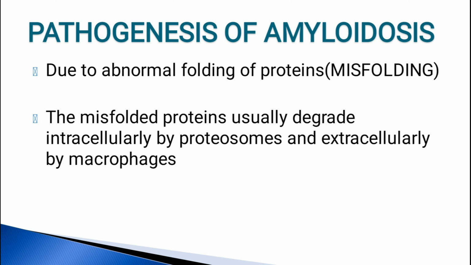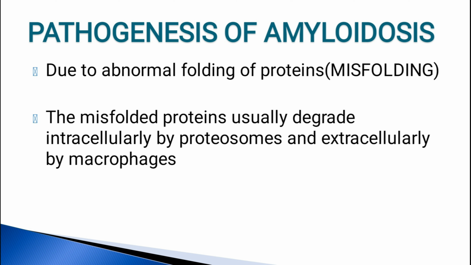Next is the pathogenesis of amyloidosis. The amyloidosis is due to the abnormal folding of protein. The misfolded protein gets degraded intracellularly by proteasomes and extracellularly by macrophages. So, during amyloidosis, these mechanisms fail, leading to accumulation of misfolded proteins. That is, it leads to amyloidosis.